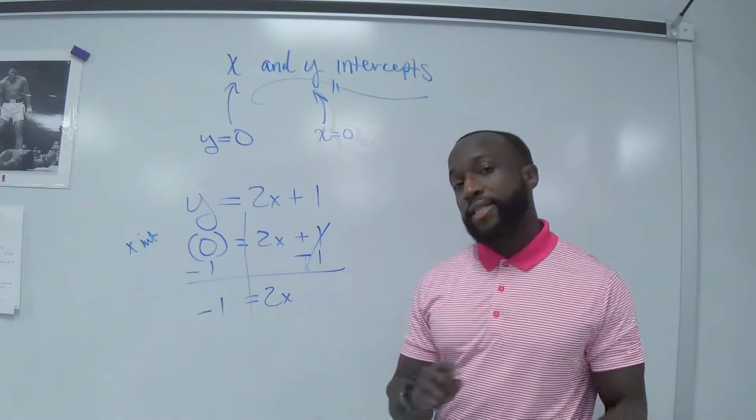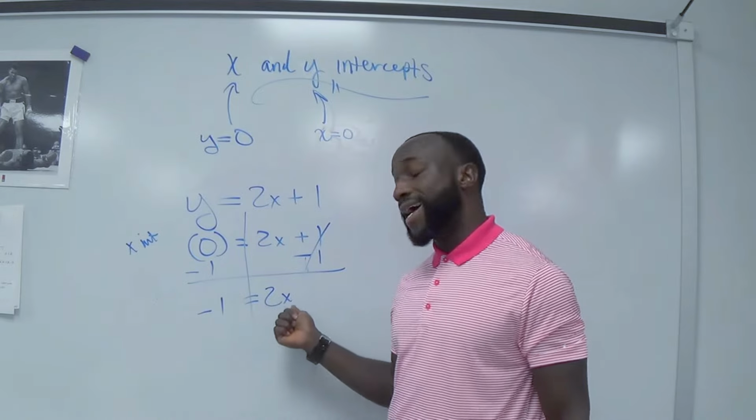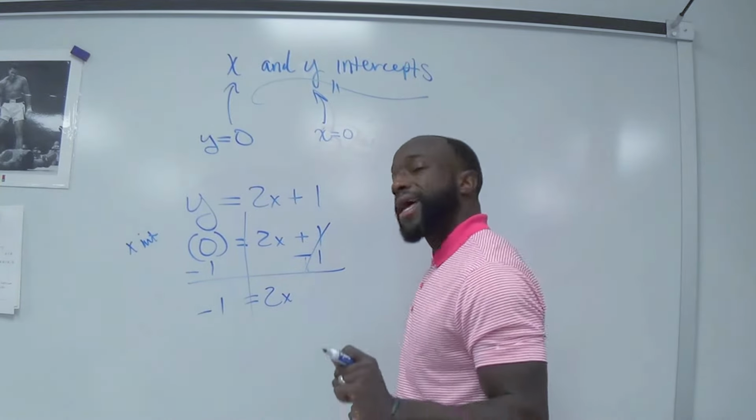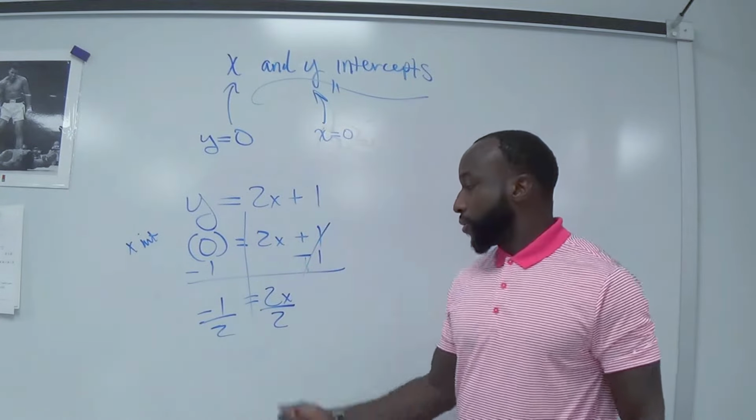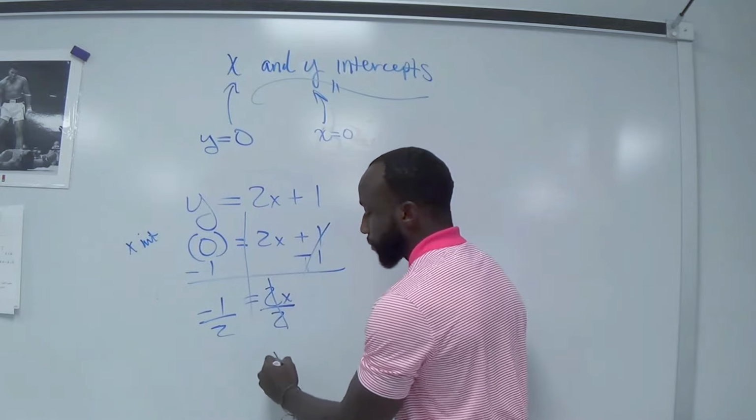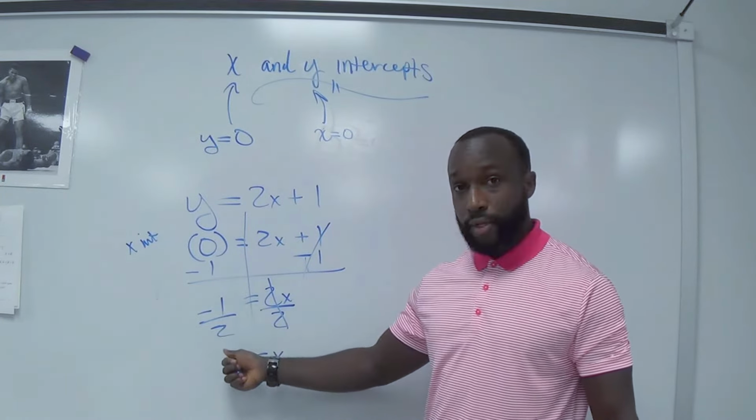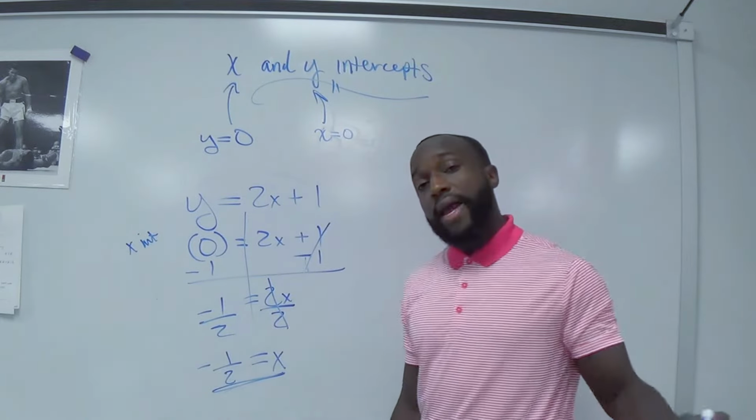From here you want to get the x completely alone by getting rid of this 2. Since this is 2 times x, we have to do the opposite of multiplying by 2, which is to divide by 2. So you're going to divide both sides by 2. When you divide here, this becomes 1, and now x equals negative 1/2. And that is our x-intercept.